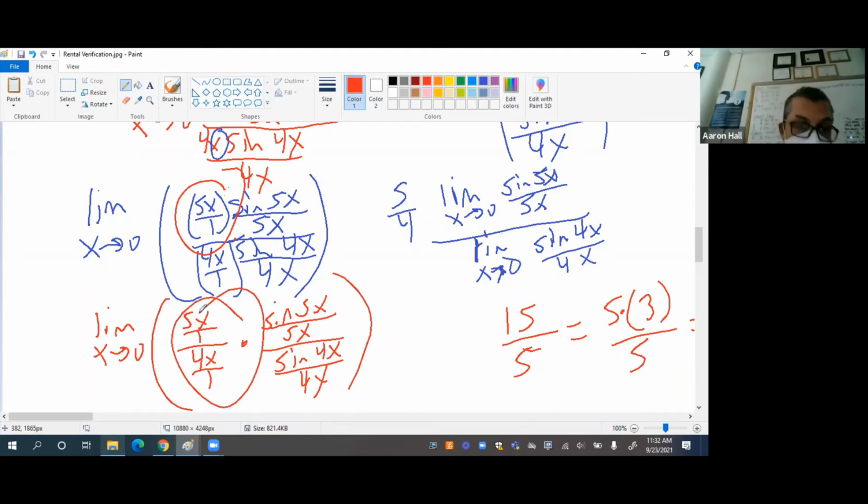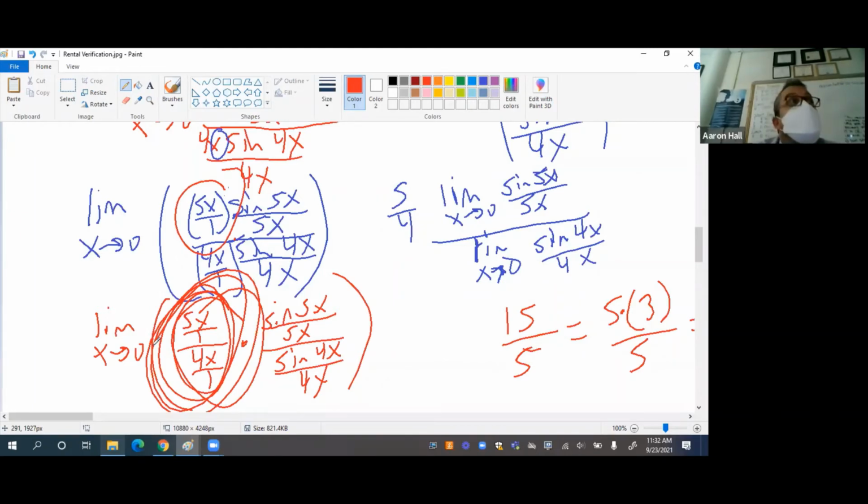What can I do with this mess here? Can't we just do keep, change, flip with this piece here? Yes. Okay, to get what? 5x over 4x, or just 5/4. So we just get 5/4, and that 5/4 comes out in the front.